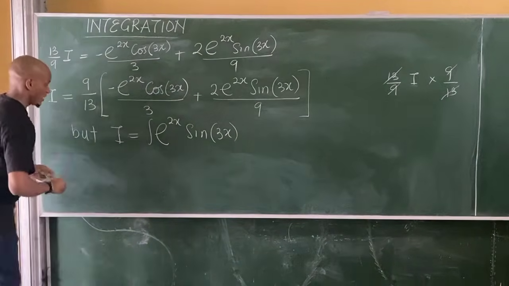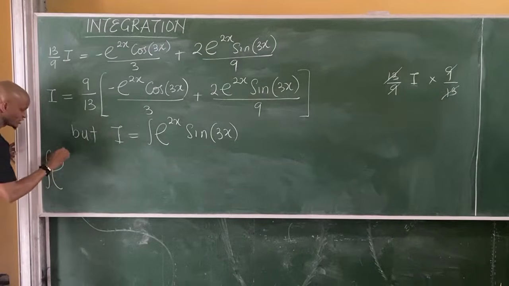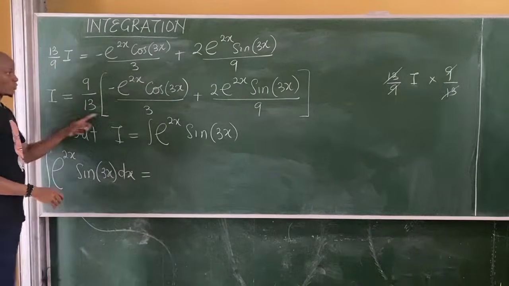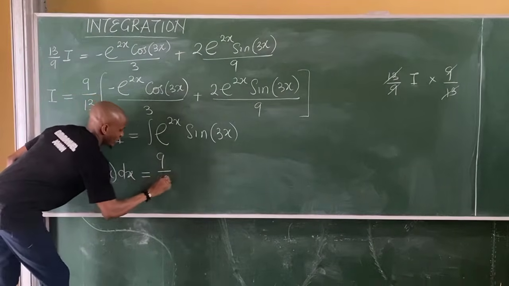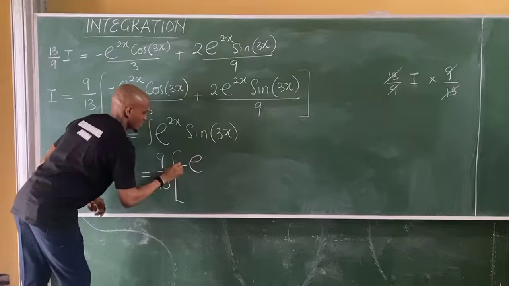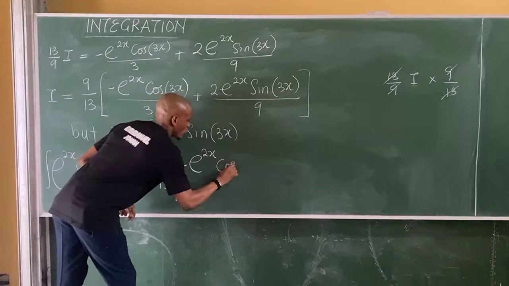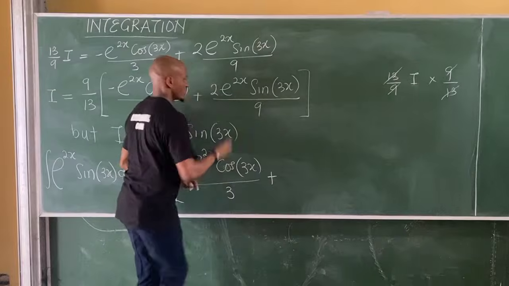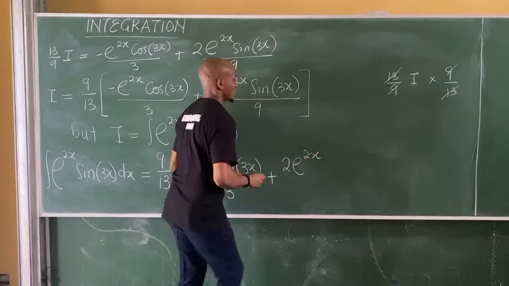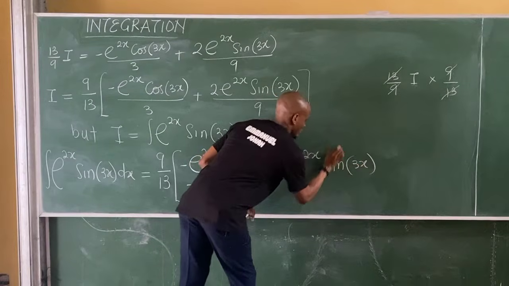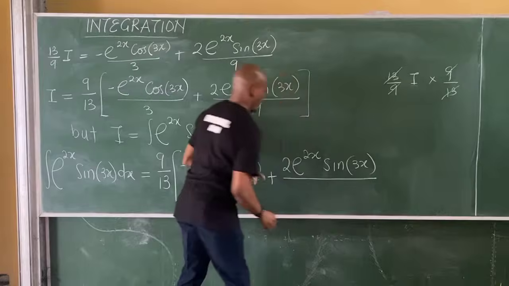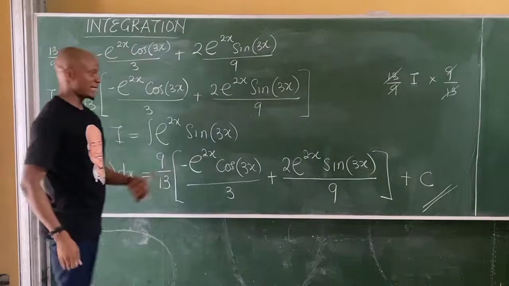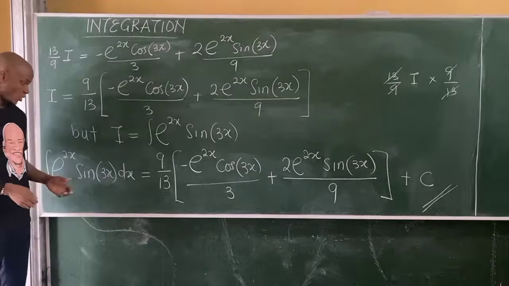This of dx. So hence I now have that the integral of exponential 2x sine 3x dx is now equal to all of this. That's 9 over 13 into minus exponential 2x cos 3x all over 3 plus 2 exponential 2x sine 3x all over 9. This, of course, plus c, which is the constant of integration. So this is the answer on integrating this.